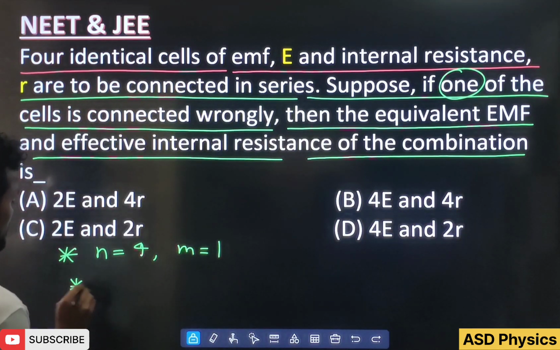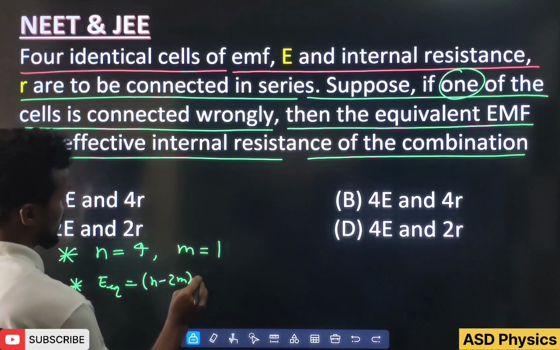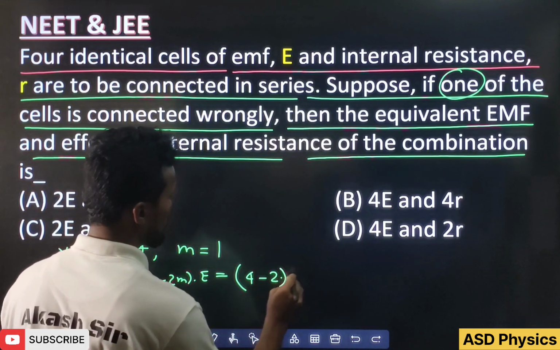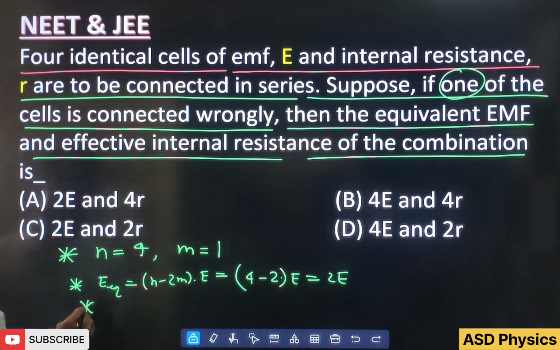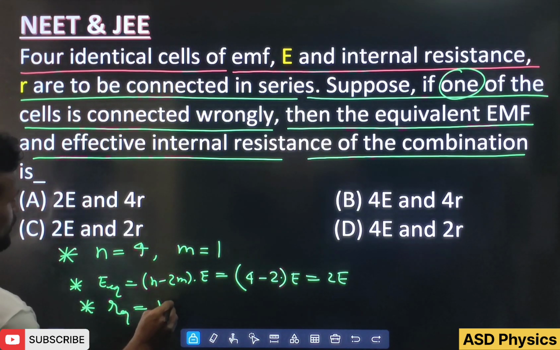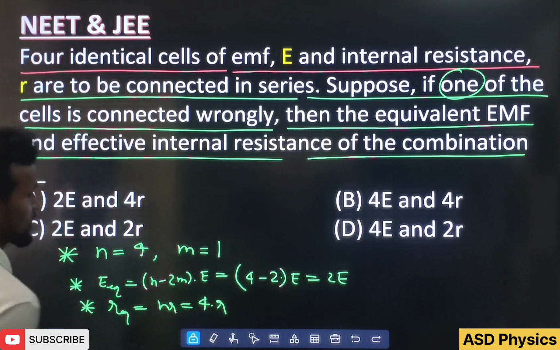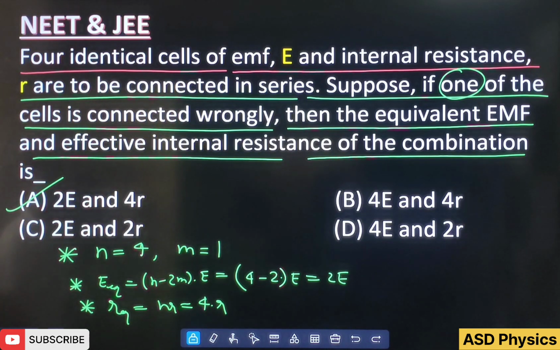So what we can write here, E equivalent is given by (N minus 2M) into E, that means (4 minus 2 into 1) means 2 into E. So it will come 2E. And R equivalent, no problem, just Nr. 4 cells are there, that means 4r. So 2E comma 4r, that is option A, the correct answer. Nothing else. Very easy.